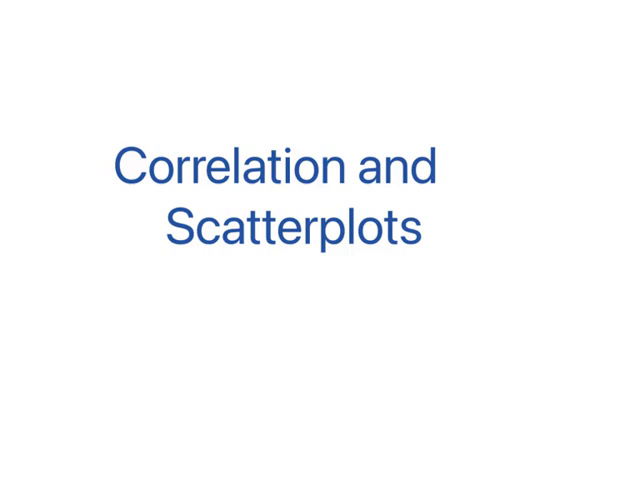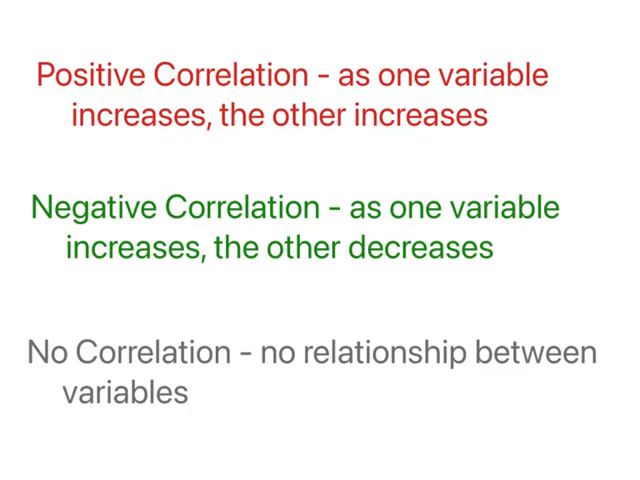Let's talk correlation and scatter plots. So first I want to talk about the three types of correlation and what they mean. So positive correlation means, when we're talking about two variables and the relationship between variables, for positive correlation, as one variable increases, the other also increases. So you think two things going up, that's positive.